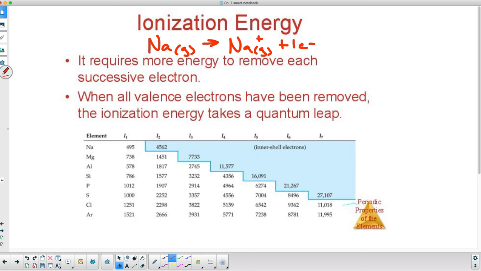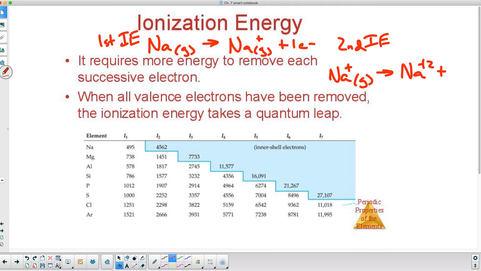So it requires more energy to remove electrons. That was for the first ionization energy. If I want the second ionization energy, it would look like this: Na with a plus, then Na with a +2 plus 1 electron. So that's what the second ionization energy of sodium would look like. Clearly you can see that it takes 495 kilojoules per mole to remove that 1 electron, and then the second one, take a look at that, 4,562. That's quite a jump. That's almost a 10-fold jump.